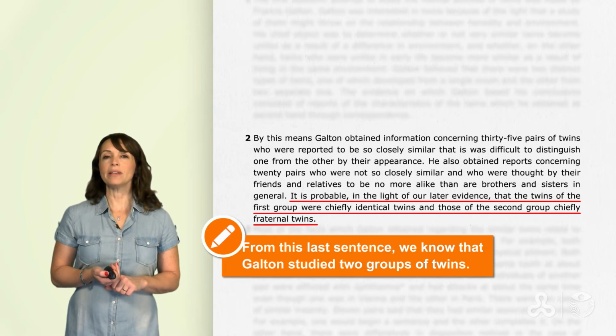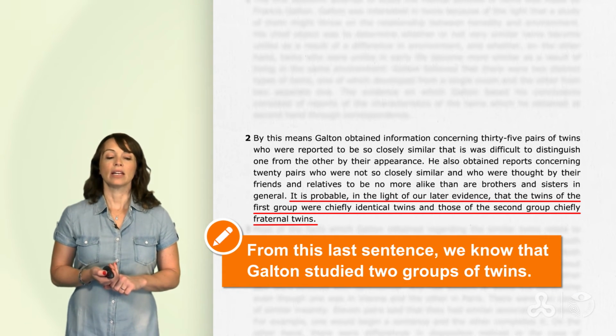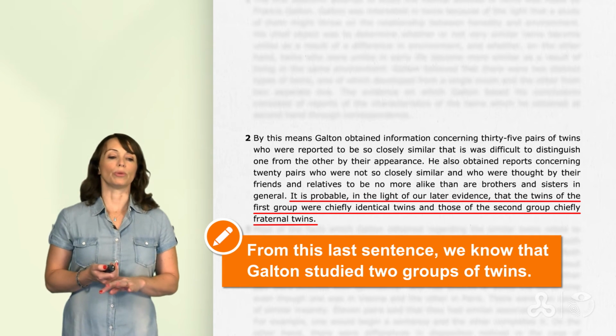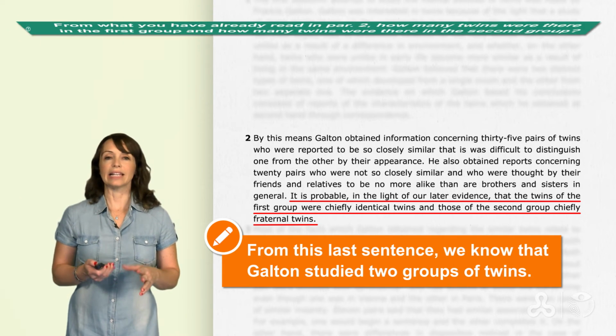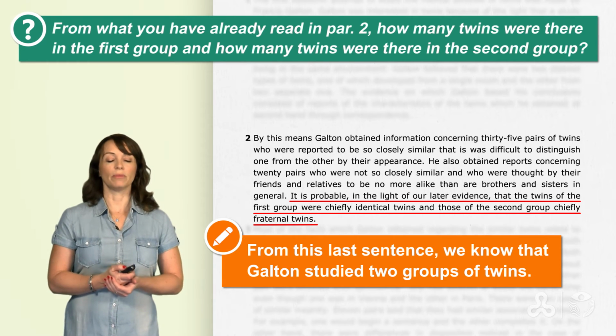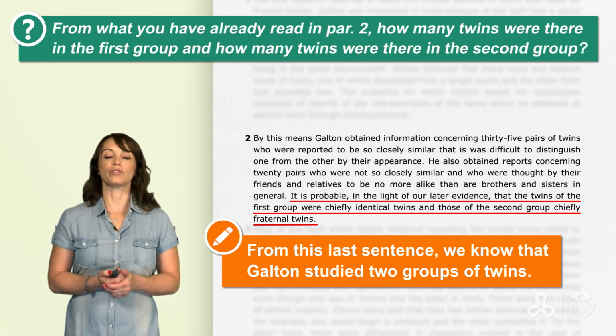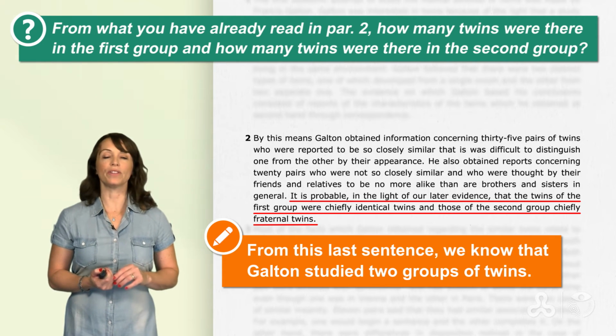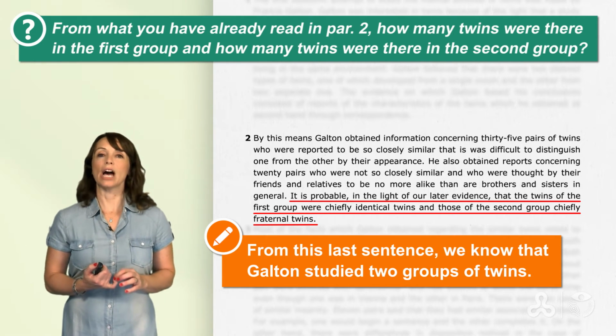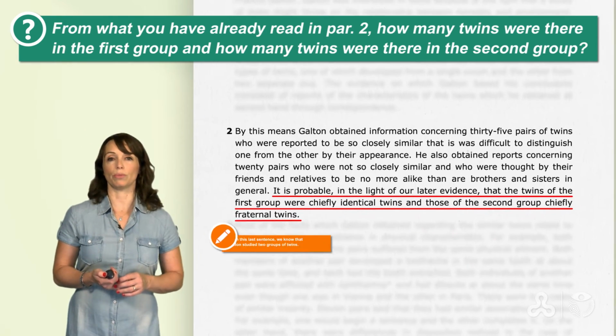Okay? So from this last sentence, we know that Galton studied two groups. Okay? And let's look at the question. It says here, from what you have already read, in paragraph 2, how many twins were there in the first group, and how many twins were there in the second group?